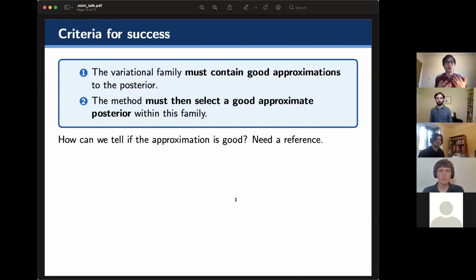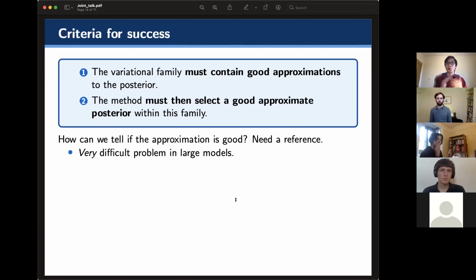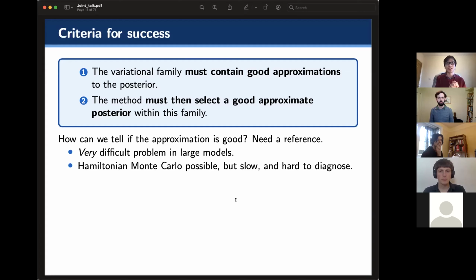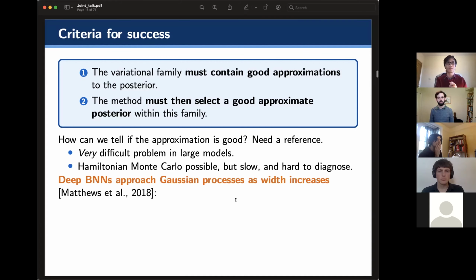Which leaves open the question, how can we tell if the approximation is good? What we really need is a reference. We need some way of saying that, okay, exact inference looks like this, or something close to this, and we know we're doing well because we look a bit like exact inference. Unfortunately, this is a very difficult problem in large models, I'd say, to get a reference for the exact posterior that we're actually very confident reflects the truth. We could do HMC, Hamiltonian Monte Carlo, but it is kind of slow, and it's actually hard to diagnose in practice. Like, there are hyperparameters you need to tune. You're never totally sure whether you've burned in long enough.